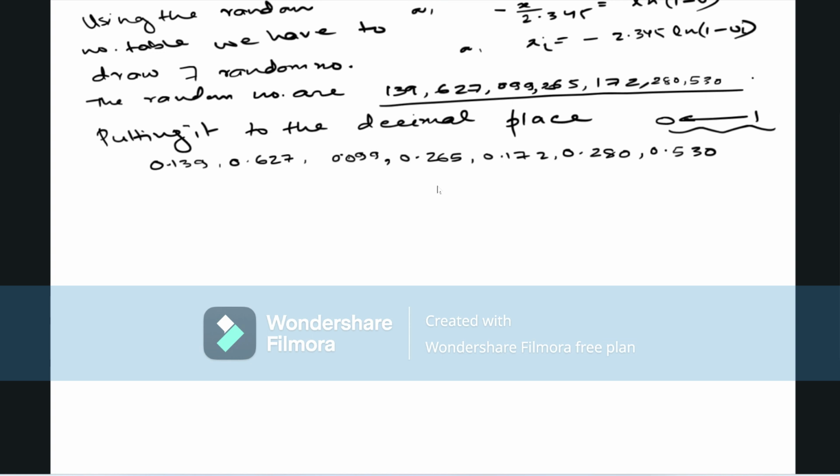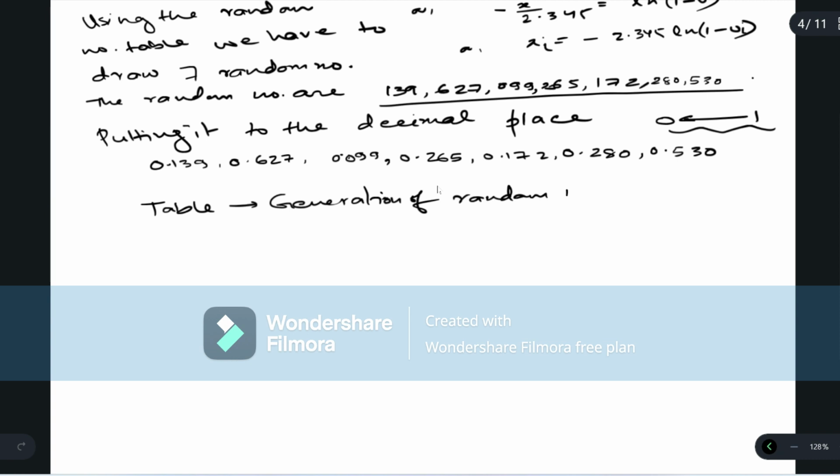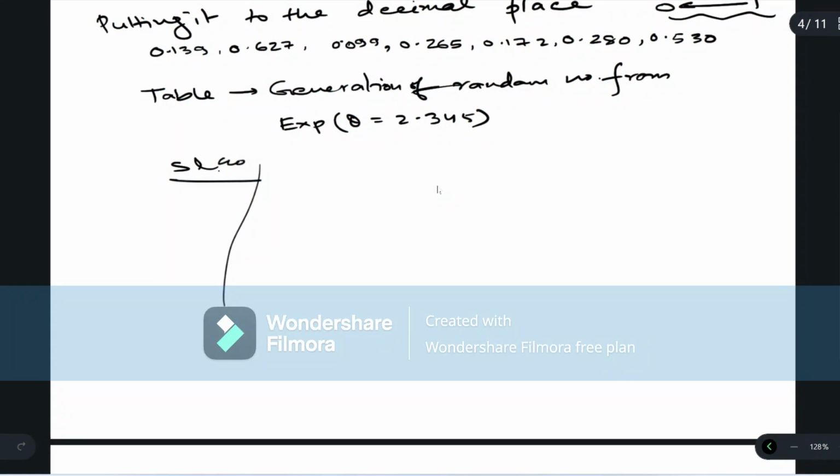So we have to make a table. We can name the table as generation of random numbers from the exponential with parameter theta is equal to 2.345. The first column is the serial number, the second one is ui. The ui are the values of the random numbers that I have drawn, and finally xi, which is equal to minus 2.345 ln of 1 minus ui.